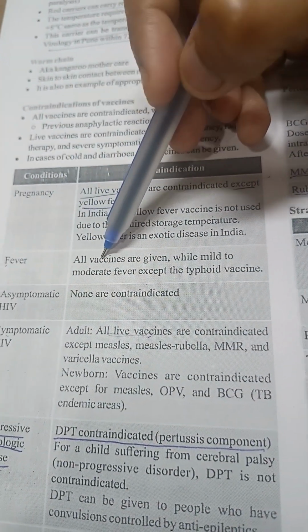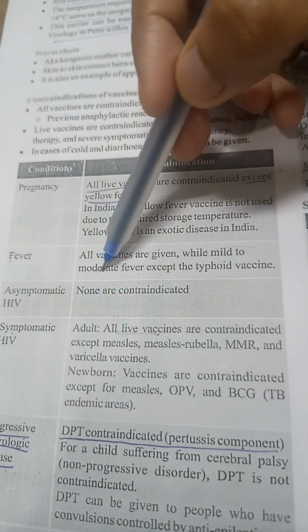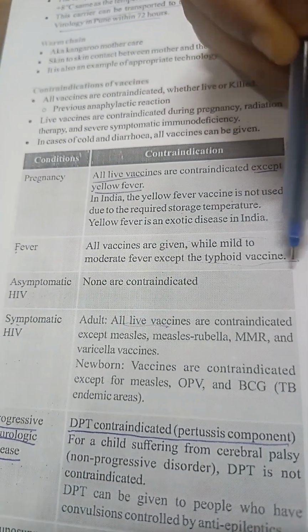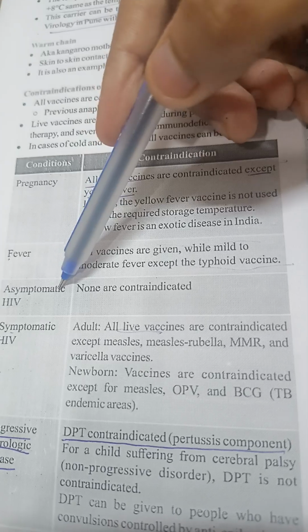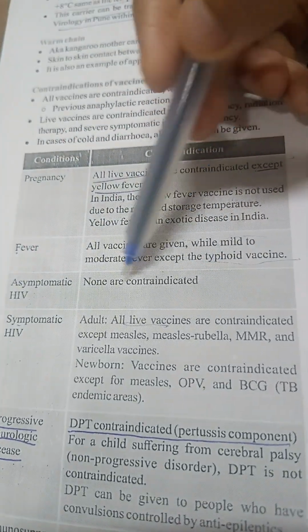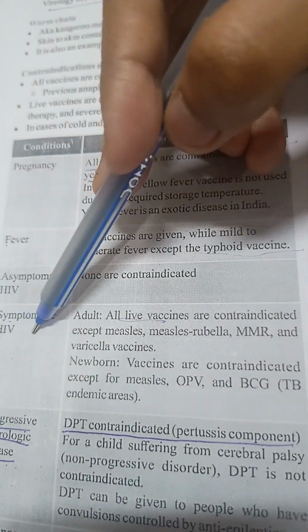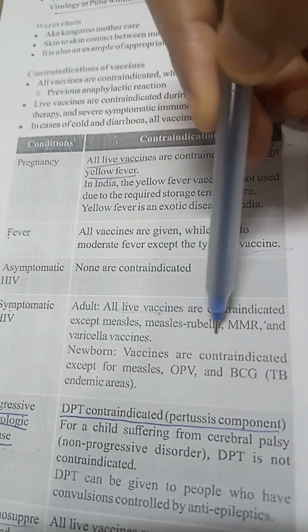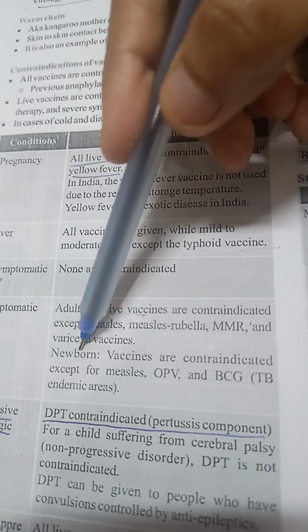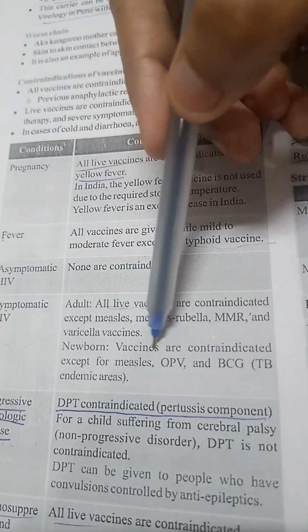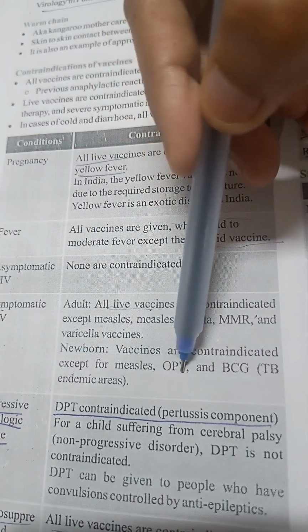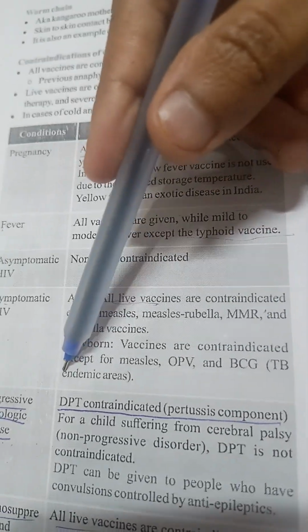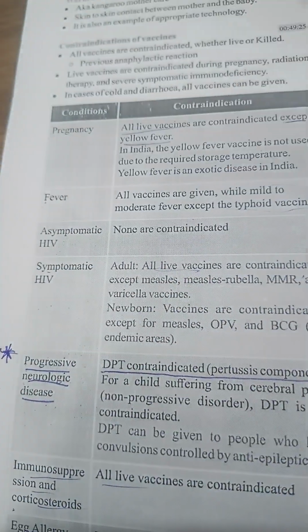Fever: all vaccines are given in mild to moderate fever except the typhoid vaccine. Asymptomatic HIV: none are contraindicated. Symptomatic HIV in adults: all live vaccines are contraindicated except measles, rubella, MMR, and varicella vaccine. Newborn: vaccines are contraindicated except measles, OPV, and BCG in TB endemic areas.